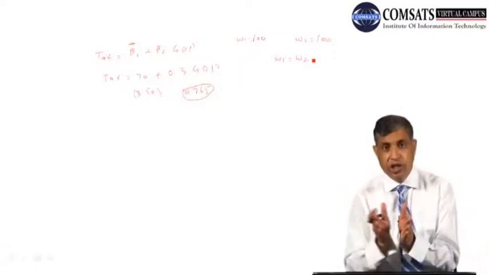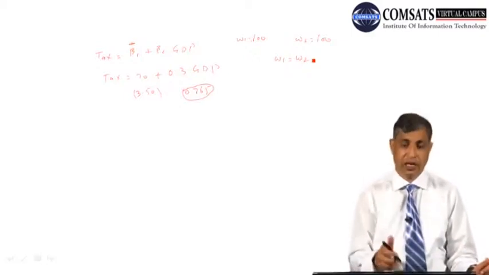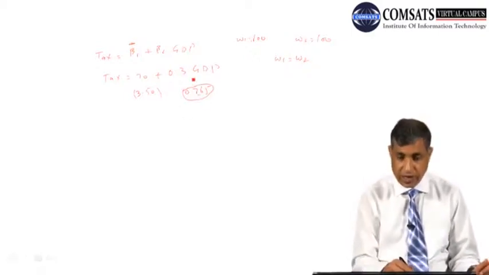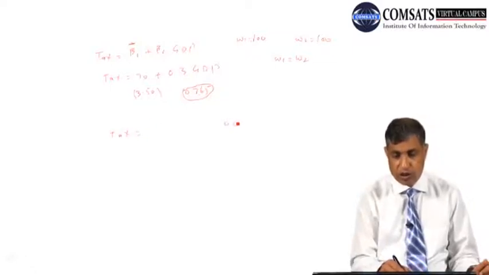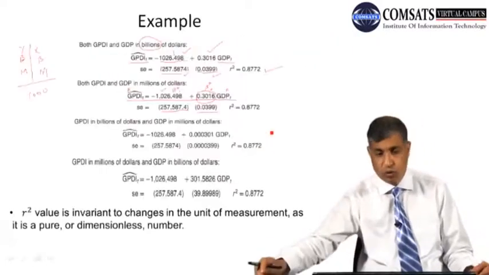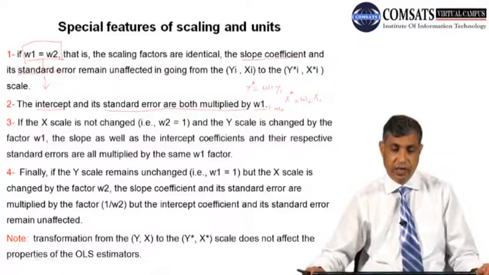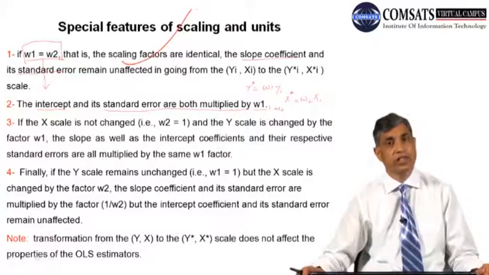But if he or she tells me that this is the situation, I can immediately say that I know there will be no change. Tax will be equal to, now there will be no change in the slope coefficient. This will be 0.3 GDP and this will be 0.65. Because our claim, if you go to the first one, this is our first claim.